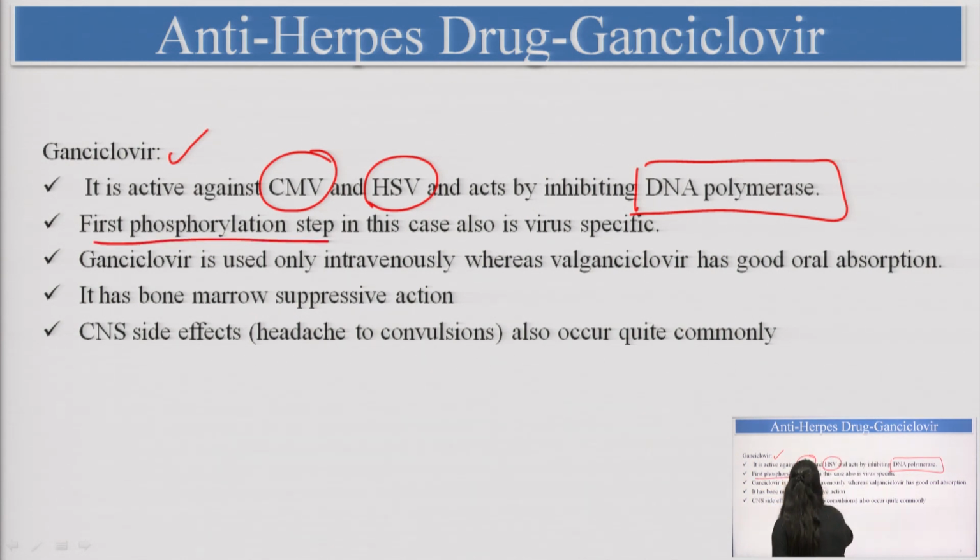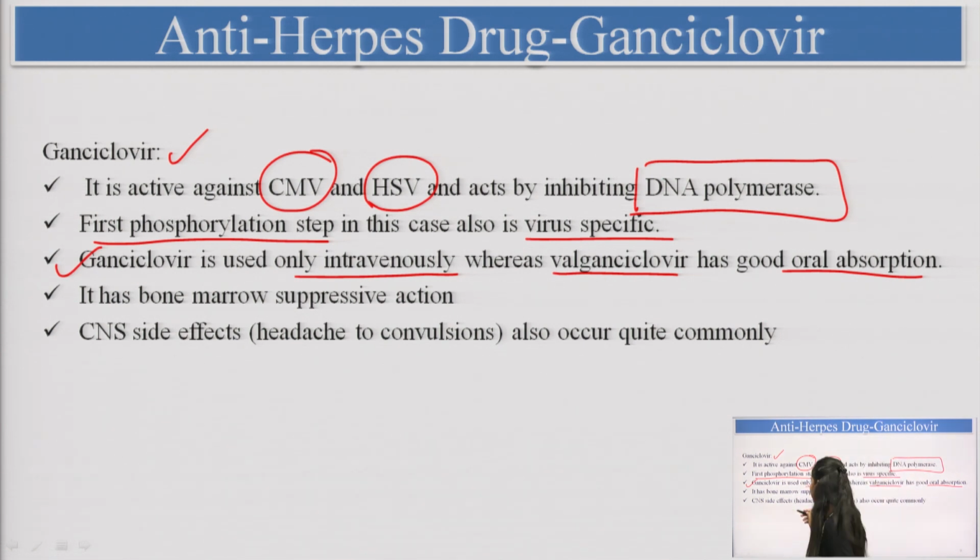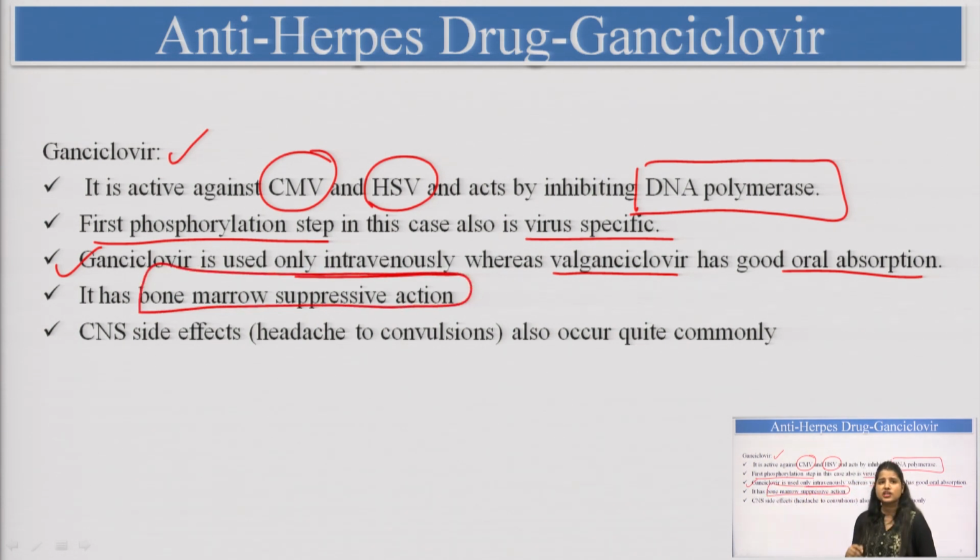The first phosphorylation reaction is virus specific, using the virus kinase. Ganciclovir is used only intravenously, whereas there is another form, valganciclovir, that has good absorption, so we can also prescribe it orally. What will it cause? It will cause bone marrow suppression. Drugs that act on the DNA as metabolites have the ability to cause bone marrow suppression. CNS side effects range from headache to convulsions.